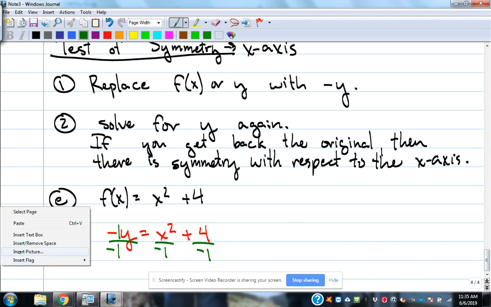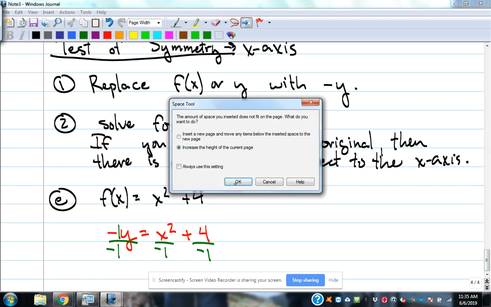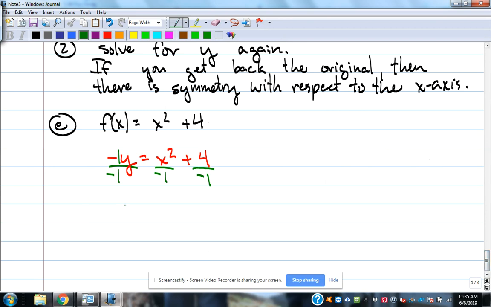All right. And when I do that, what does it do to each one of those pieces? It changes the sign, doesn't it? It makes that negative x squared. It makes that a minus 4. And is that the original? Definitely not. So this is not symmetric with respect to the x-axis.